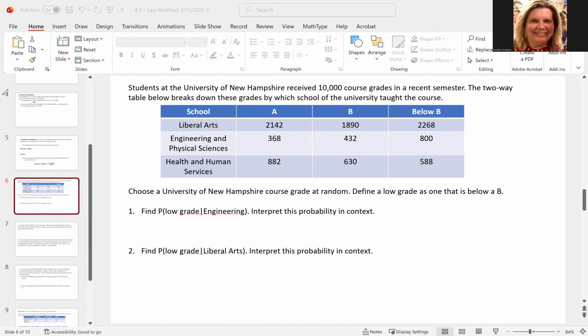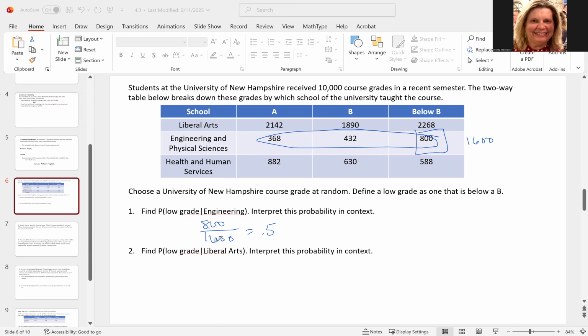Again, we can do this one of two ways. We can look at it just as the population has changed given the engineering department. If I add up the engineering department, which is right here, that gives me 1,600 grades. I want the probability that it's a low grade out of the population of the engineering department. So that is 800 out of 1,600, which is 0.5.